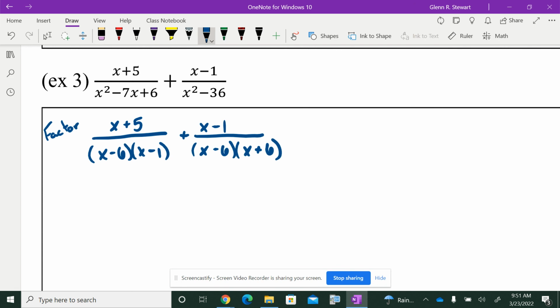All right. Hopefully you were able to factor the bottom. What's going to multiply to give you 6 and add to give negative 7? That's negative 6 and negative 1. And then x squared minus 36 is the difference of squares.